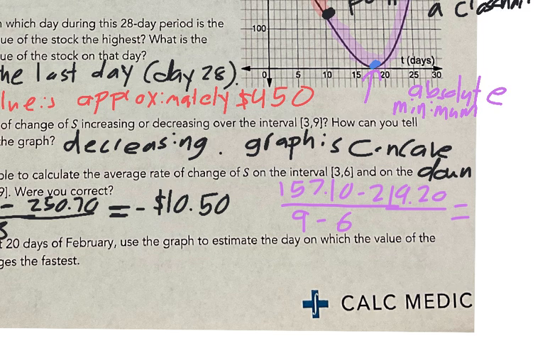What did we get on the second one? Negative $20.70.